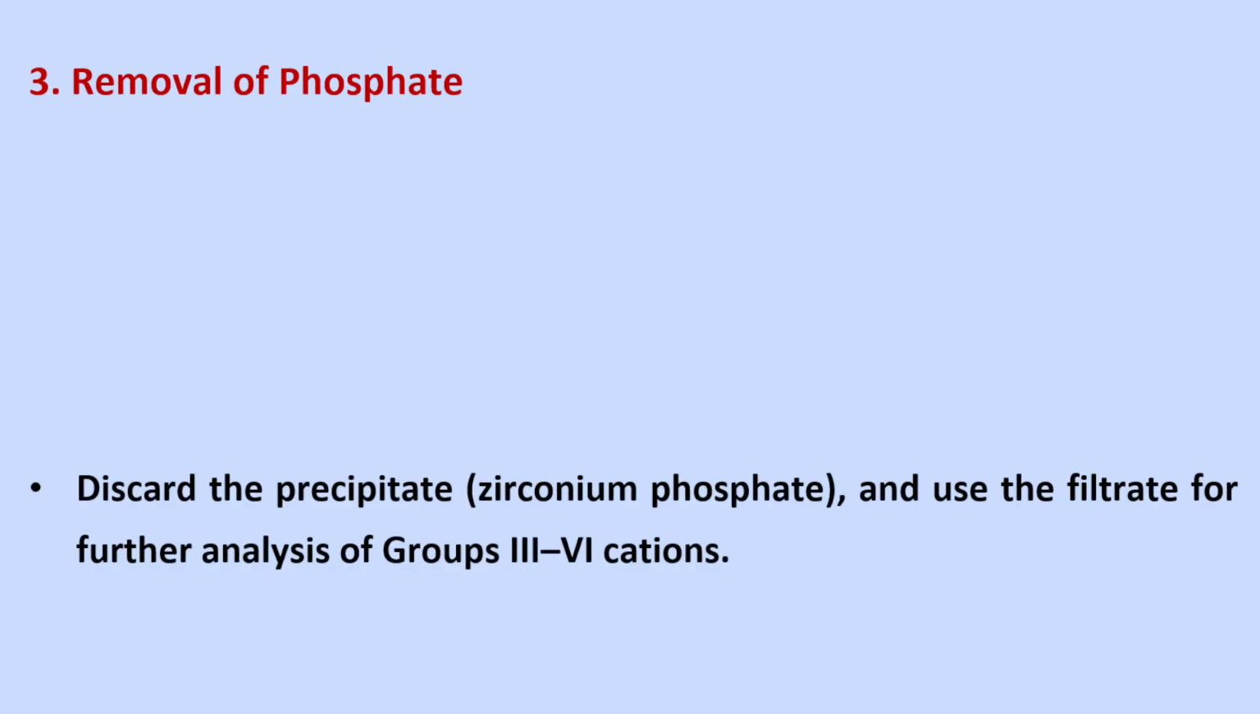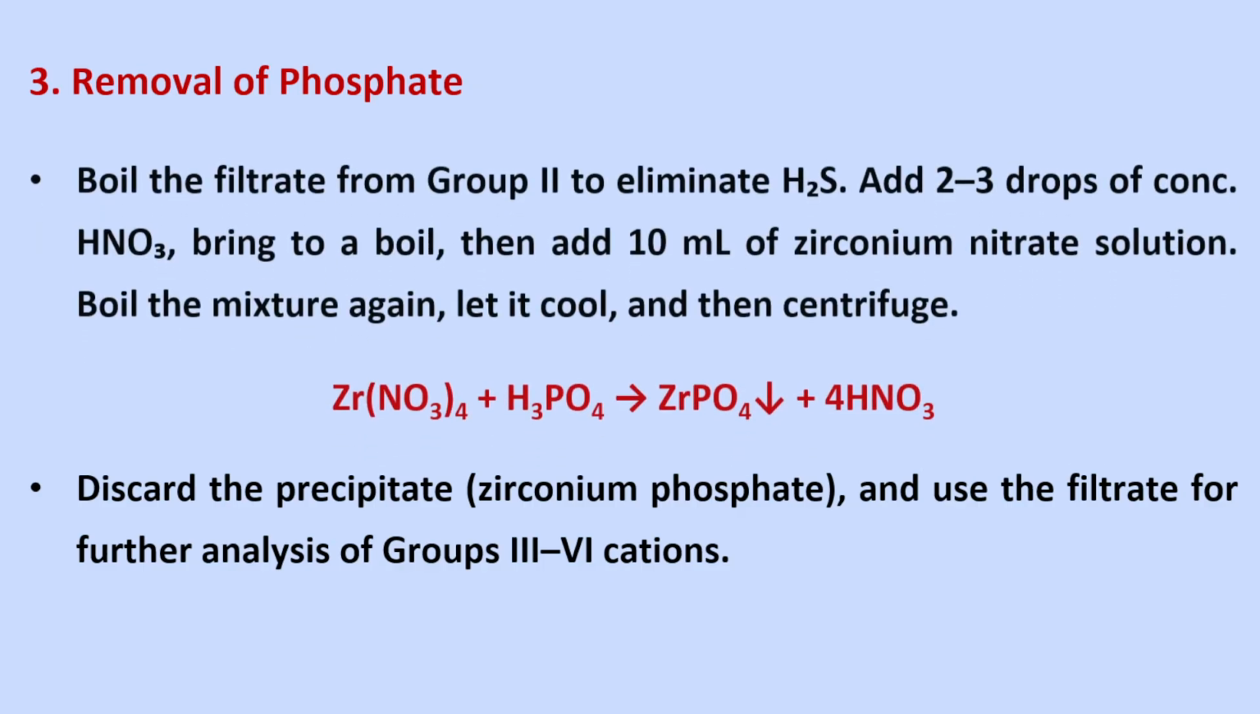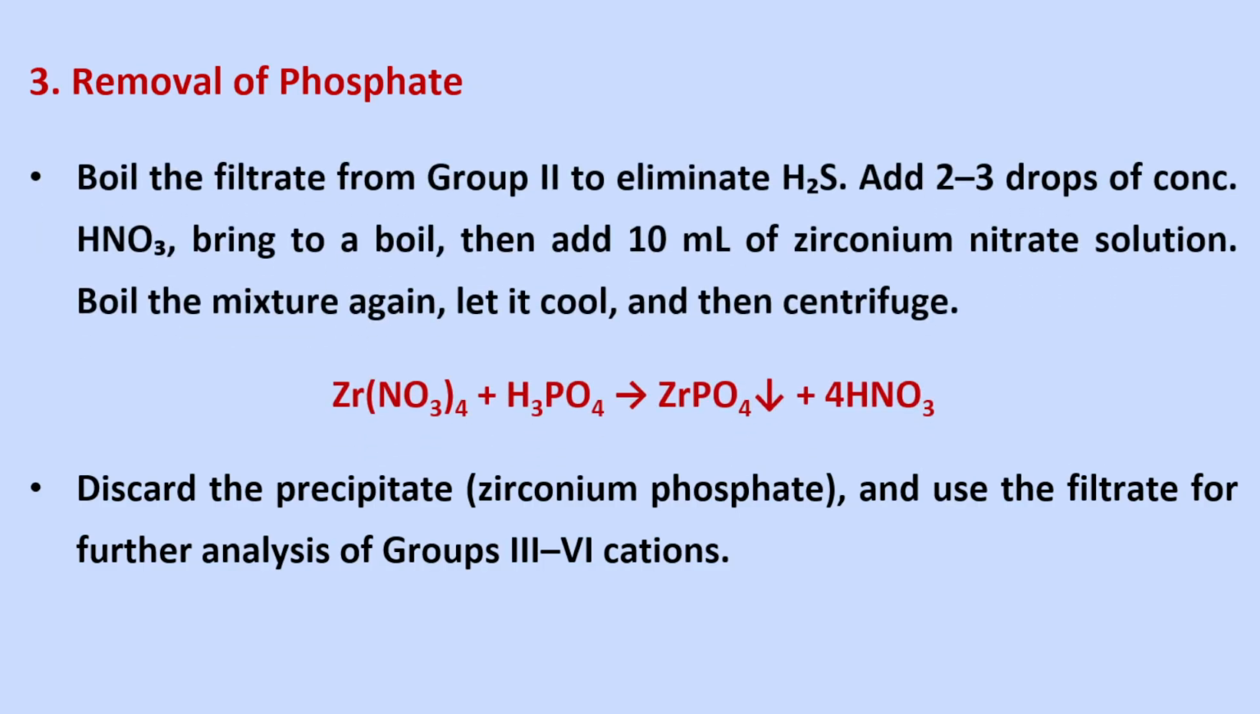Removal of phosphate. Begin by boiling the filtrate from group 2 to remove any residual H2S. Add 2-3 drops of concentrated nitric acid, boil the mixture and then add 10 ml of zirconium nitrate solution. Boil the solution again, allow it to cool, and then filter or centrifuge. The precipitate formed is zirconium phosphate, which can be discarded. The resulting filtrate is now free from phosphate and suitable for further cation analysis.